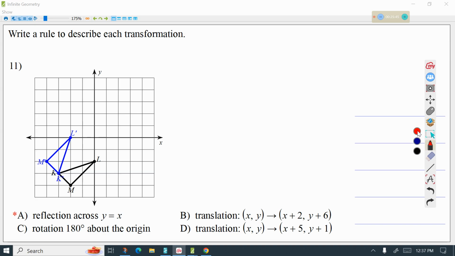All right, this one says that the point should be going right 2 and up 6, right? But I can see that L did not go up 6, so it can't be that, all right? This one says that all the points moved up 1, right? This says y plus 1. But look, L didn't go up 1 because L's all the way over here, so it can't be that either, okay? So now I got only one thing left.